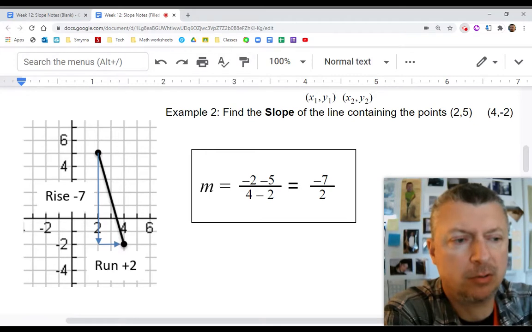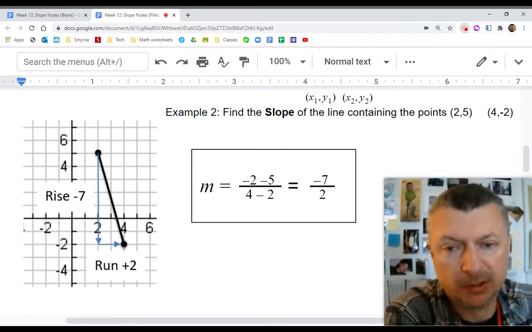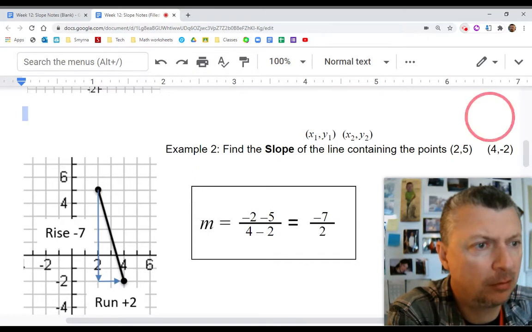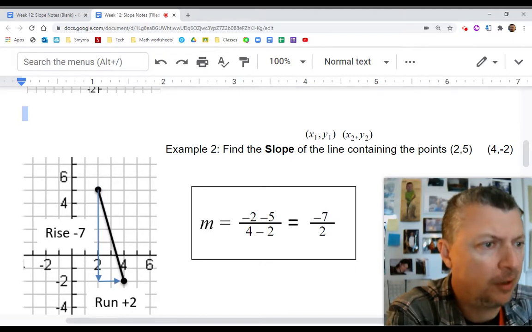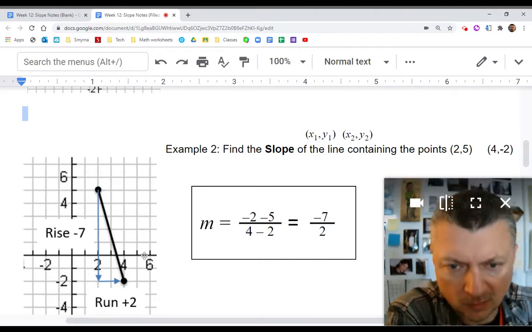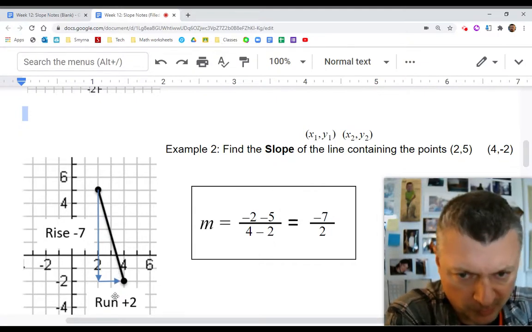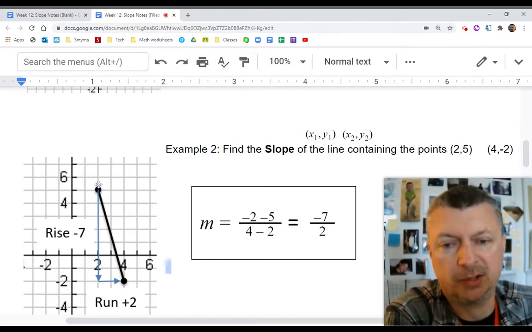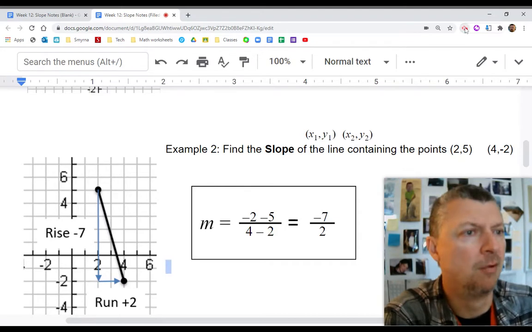Okay, so there's our graph, and it shows our rise over run. So our points are 2, 5, so that's over 2, up 5, and 4, negative 2, over 4, down 2, so there's our 2 points. Now to go from this point to this point, you have to go down 7 and positive 2. So your rise is actually a drop because it's negative. So you go down 7, and to the right 2, that's positive 2.